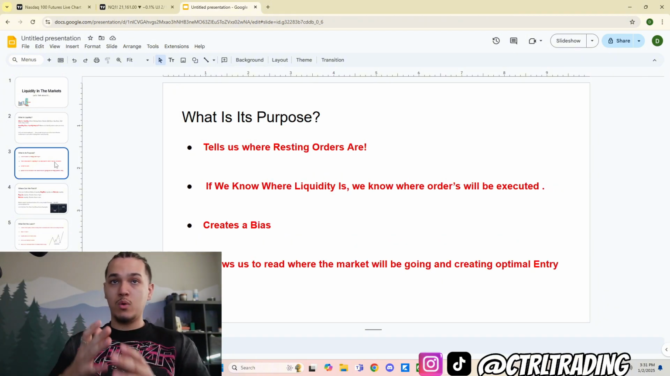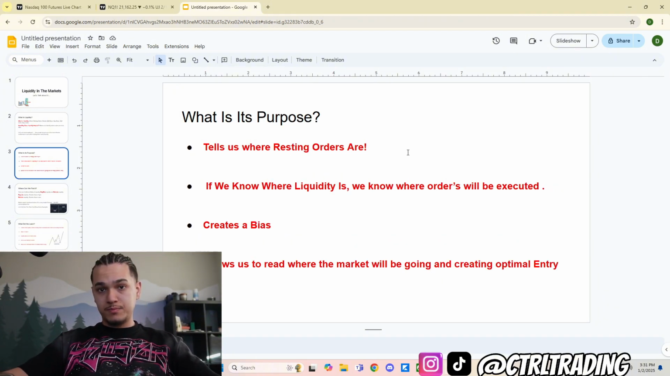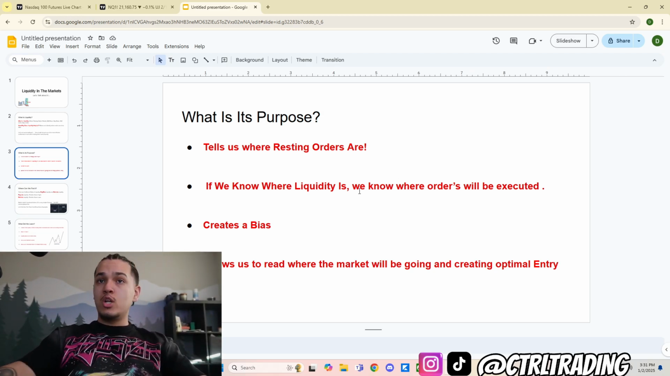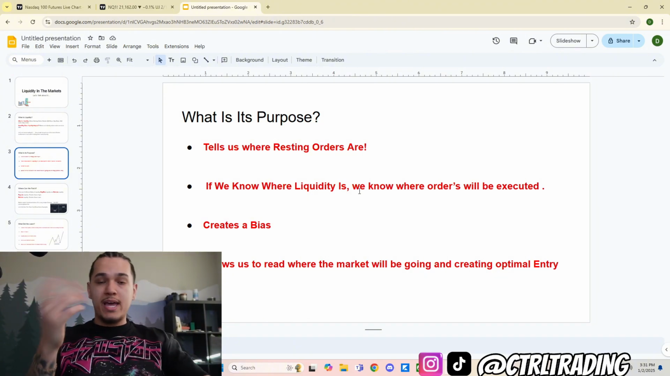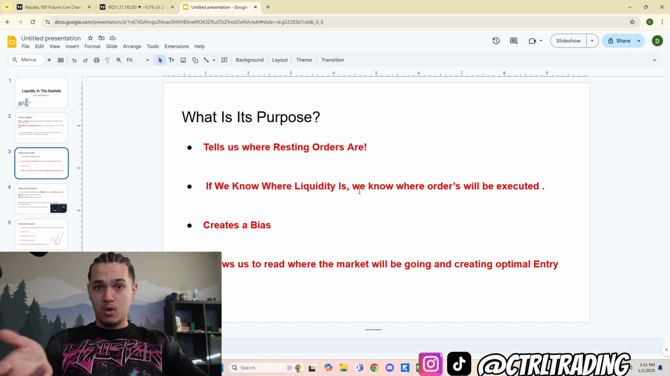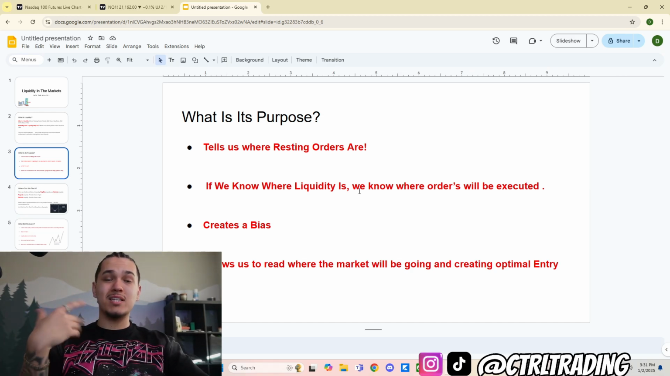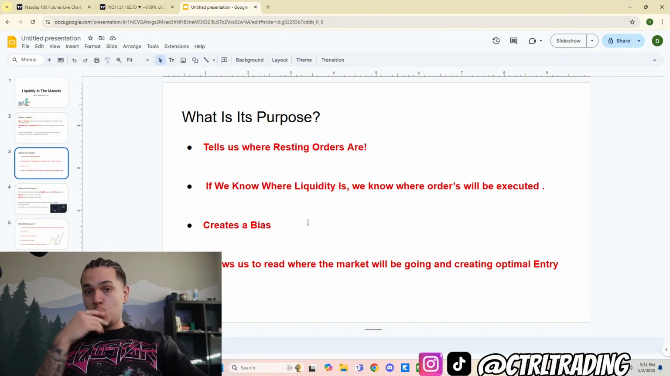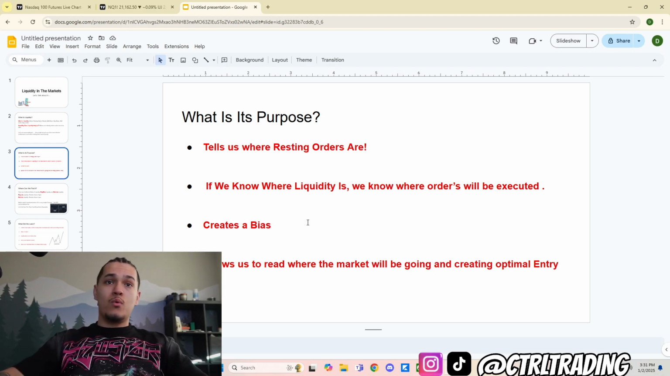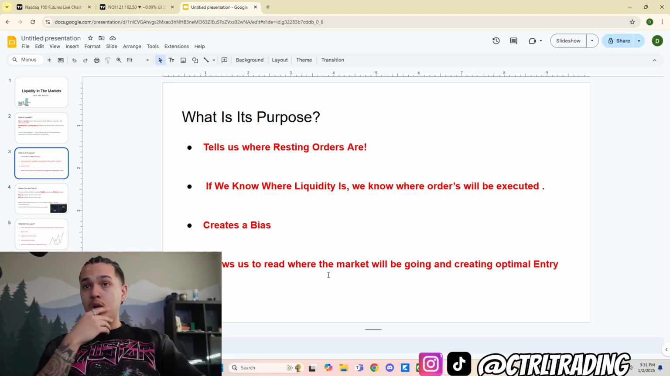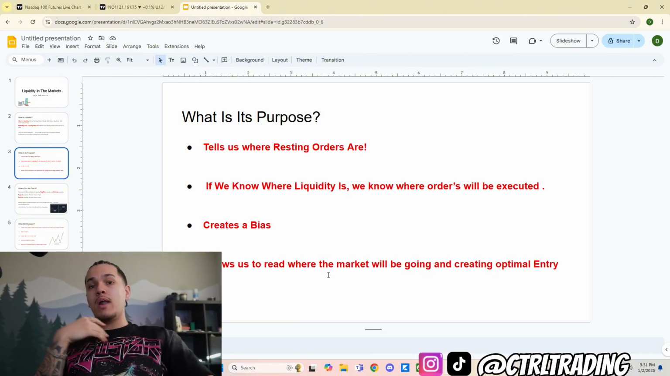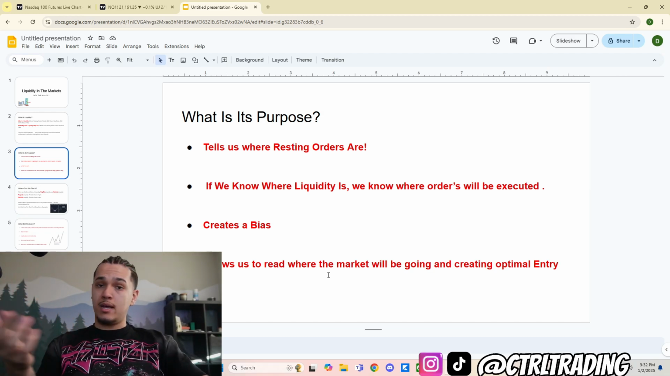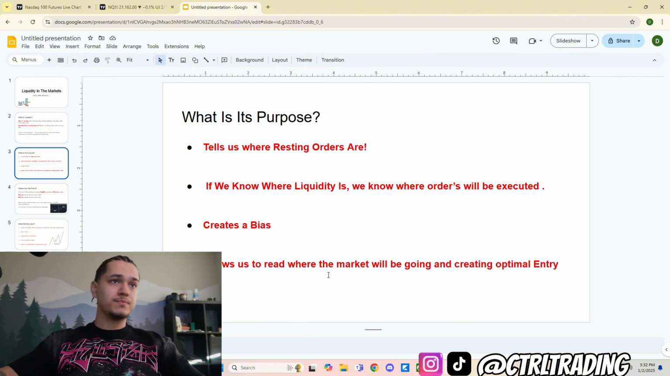What is the purpose of liquidity? It tells us where resting orders are. I said that. That's going to be our buy limits, sell limits, buy stops, sell stops. If we know where liquidity is, we know where orders will be executed. All right. What's the importance of knowing where orders will be executed? That gives us a bias. That goes into the next step right here. That gives us a bias. That gives us a trading idea. It tells us where the market will be going. That way, for our fourth one right here, it allows us to read the market where it will be going to create an optimal entry. All right. What happens when you have an optimal entry? Not only do you get a winning trade, but you get a greater and better risk to reward on your trades.